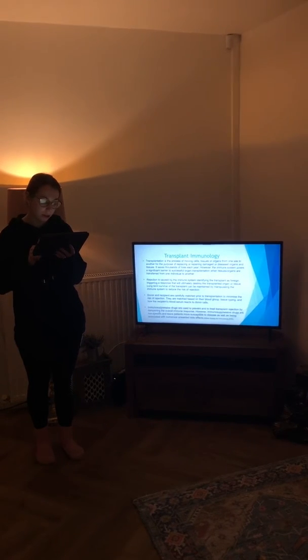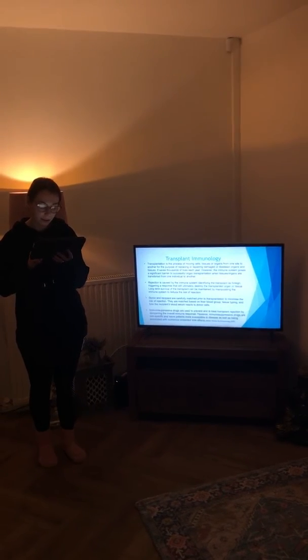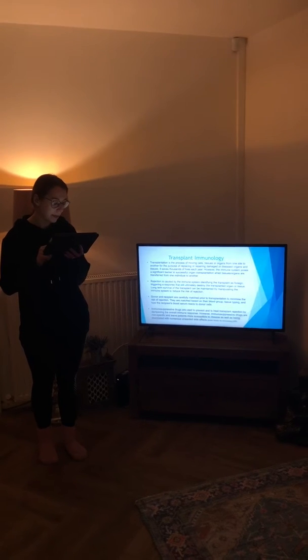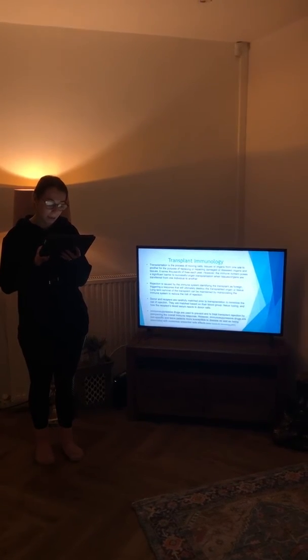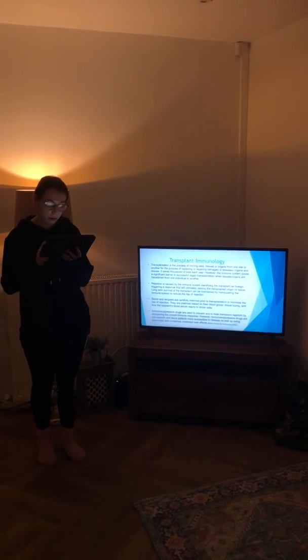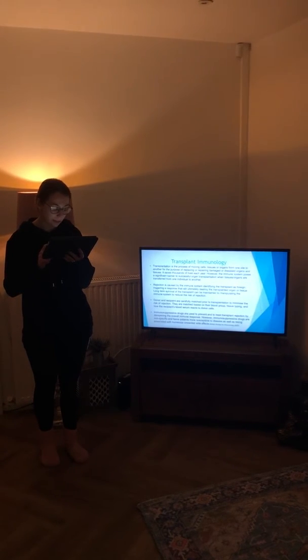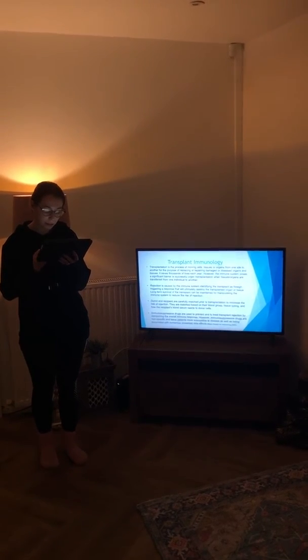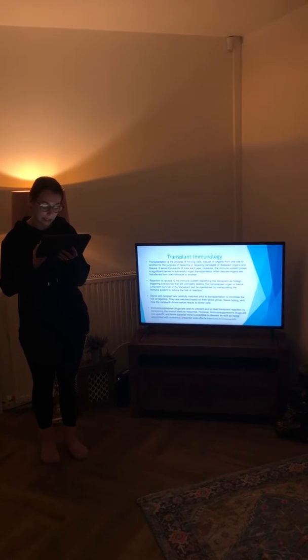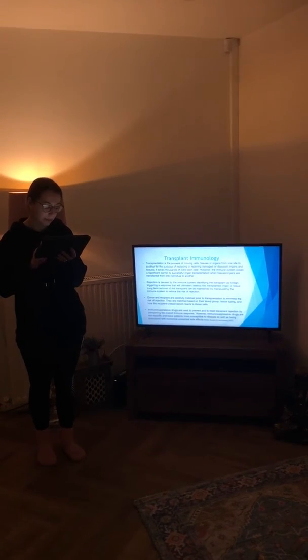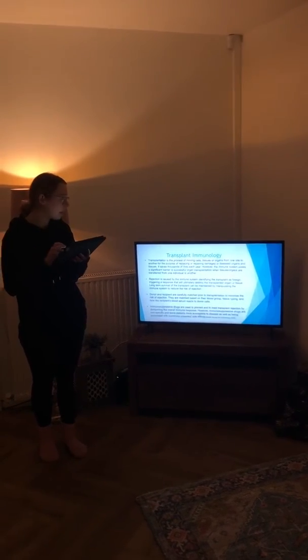Immunosuppressive drugs are used to prevent and to treat transplant rejection by dampening the overall immune response. However, immunosuppressive drugs are non-specific and leave patients more susceptible to disease, as well as being associated with numerous unwanted side effects.